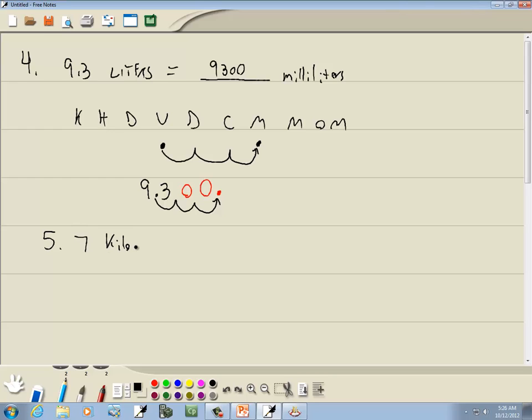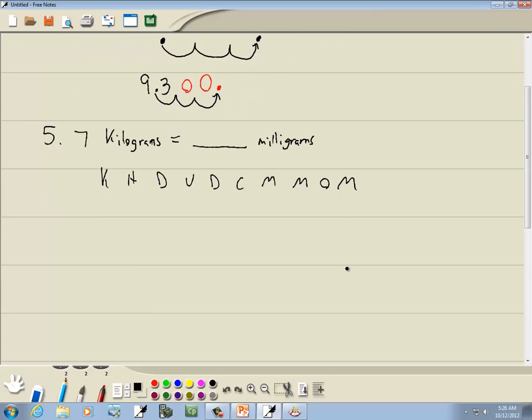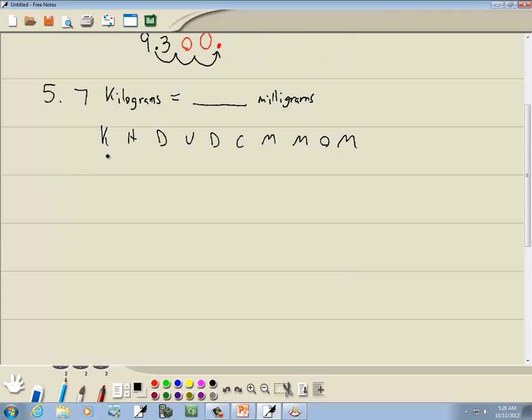Here we have 7 kilograms equals blank milligrams. King Henry doesn't usually drink chocolate milk, Mom. Kilograms. Well, that's clear over here. And we want to go to milligrams. Well, milli is right here. So we're going to go 1, 2, 3, 4, 5, 6 places to the right.